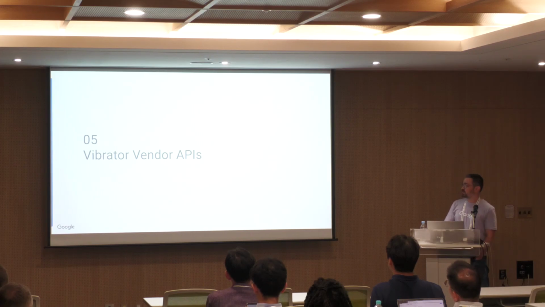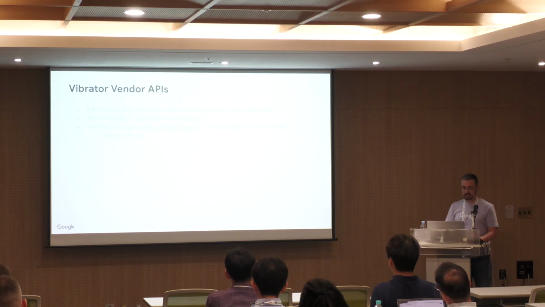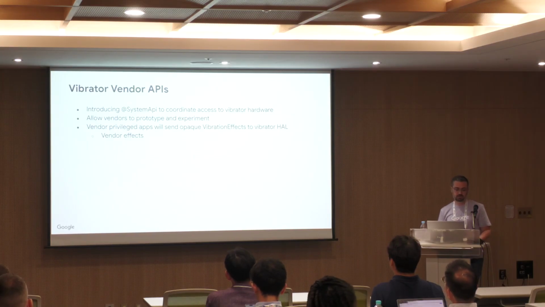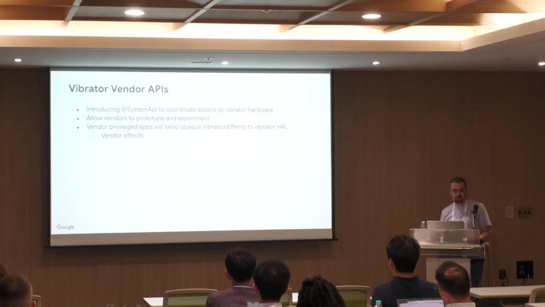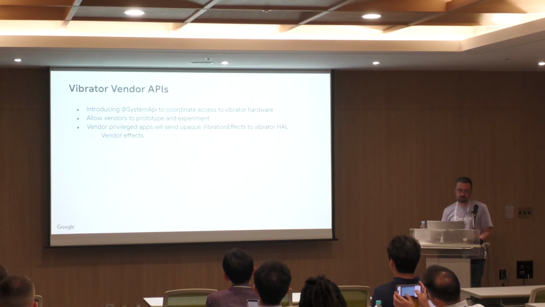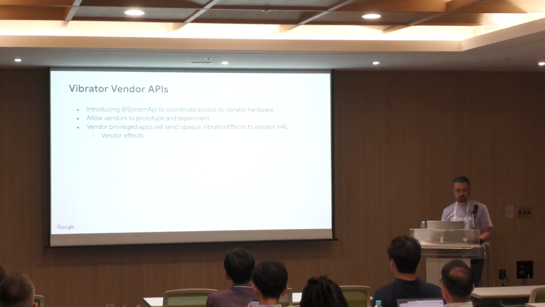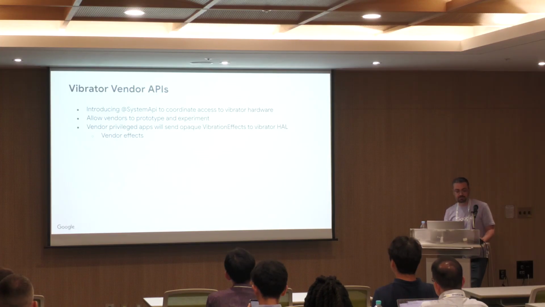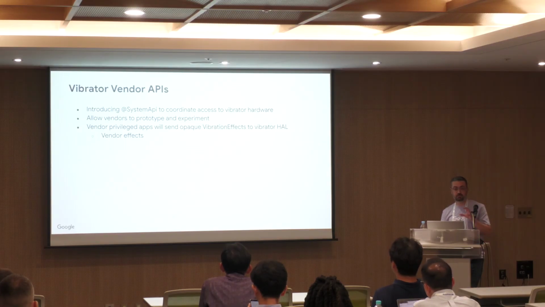So this is shifting towards another API, which is the vibrator vendor API. We're introducing this new system API to allow access to the vibrator hardware. It will allow vendors to prototype and experiment without relying on new APIs from us. They can just experiment with it. The vendor privileged apps will send opaque vibration effects to the vibrator HAL directly, and we call these effects vendor effects.